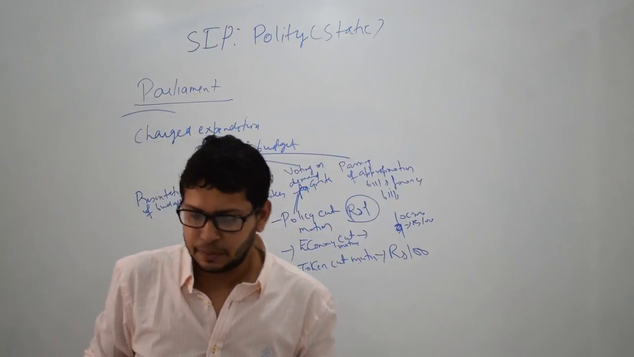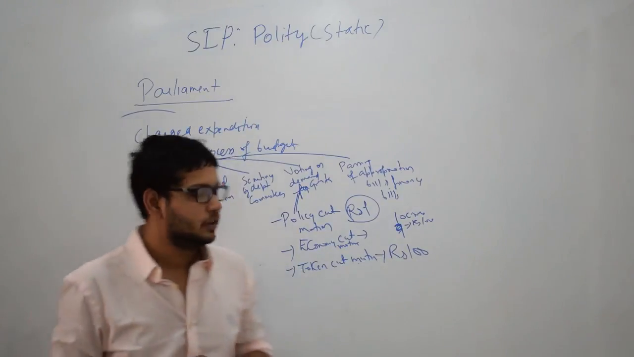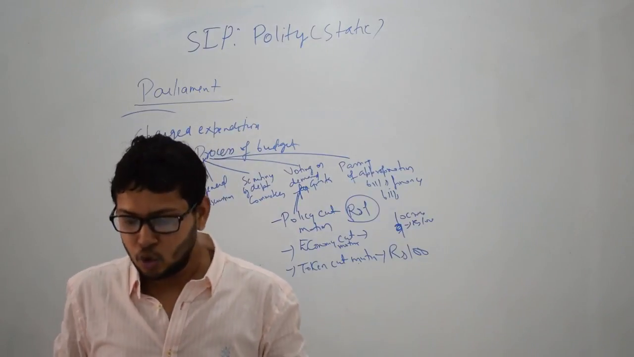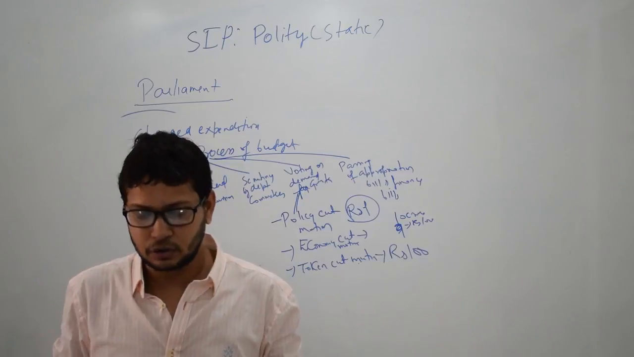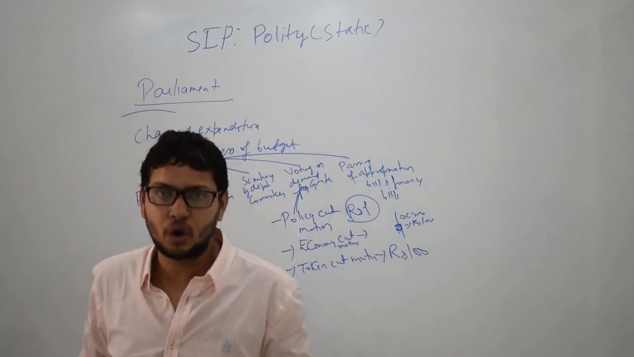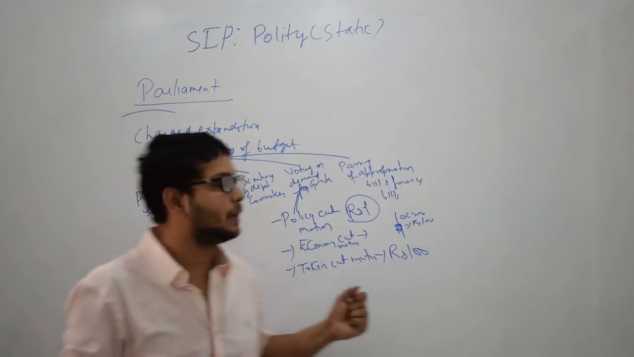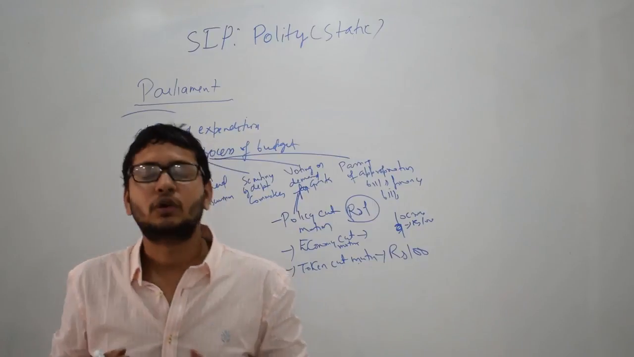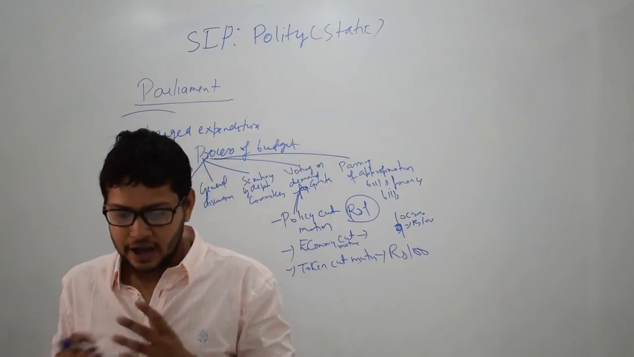Next stage is passing of appropriation bill. So the Constitution says that no money shall be withdrawn from the Consolidated Fund of India except under appropriation made by law. So this bill is passed by the Parliament so that the government can take money out of the Consolidated Fund of India for expenditure.